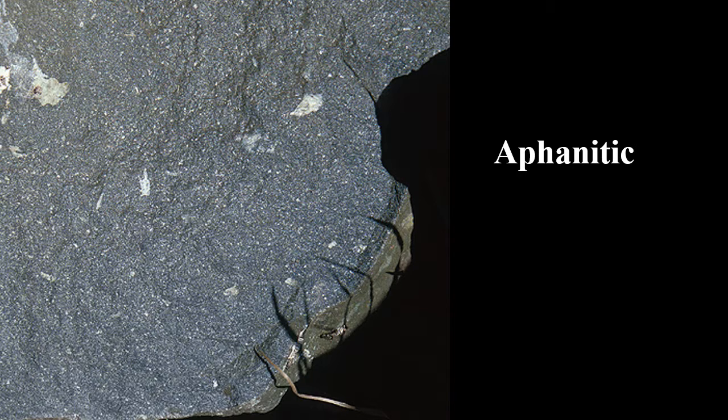Aphanitic means that they are not visible to the naked eye. The crystals are microcrystals. They're fine-grained. They're too small to see. So aphanitic and phaneritic. Phaneritic means they have large crystals that are visible, large enough to be seen with the naked eye. Where aphanitic means that they're too fine-grained for us to see with the naked eye.